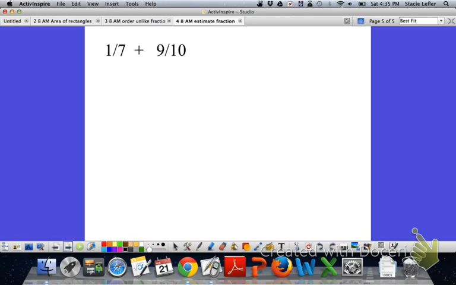Here's another one for you to try. Estimate each of these to 0, half, or 1, and then find the sum.